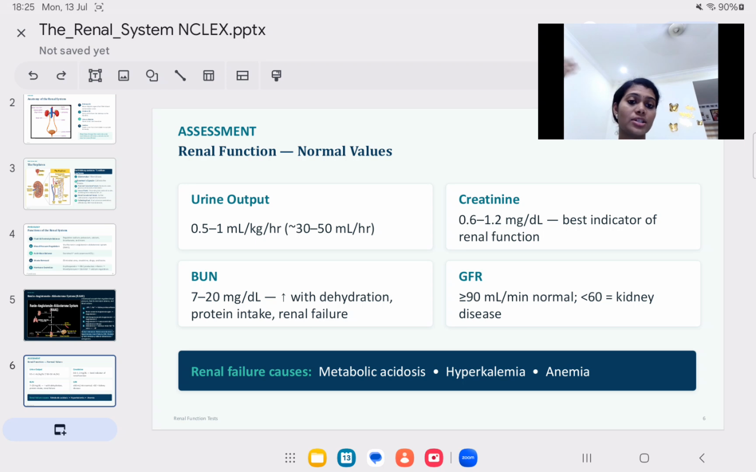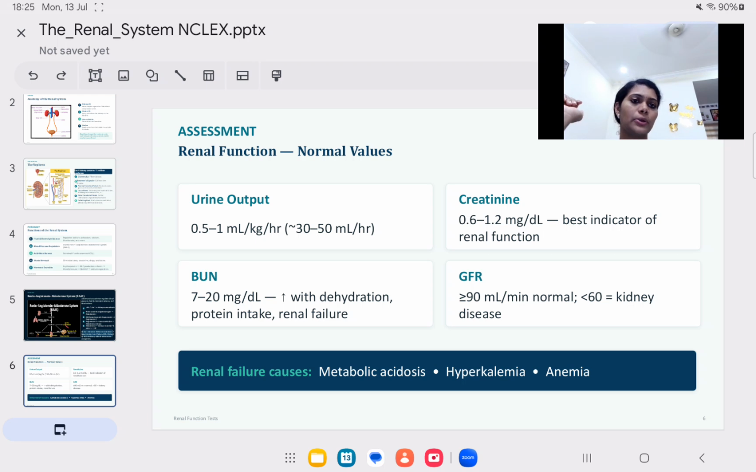Then next is the GFR rate, glomerular filtration rate. It will be greater than or equal to 90 ml per minute. The glomerulus is filtering greater than 90 ml per minute. The glomerulus is filtering the blood. If it is less than 60, which means it is kidney disease.